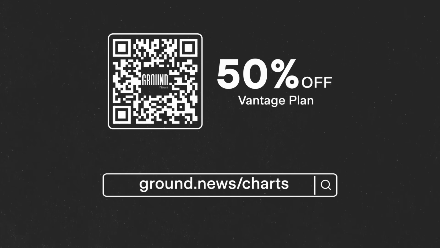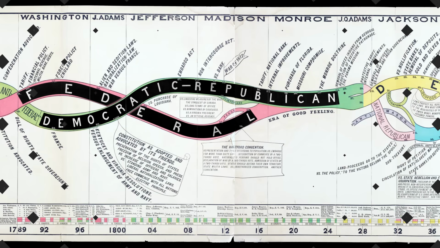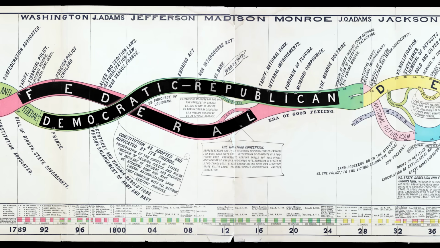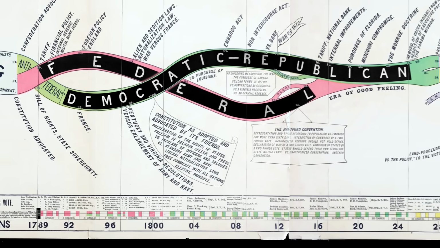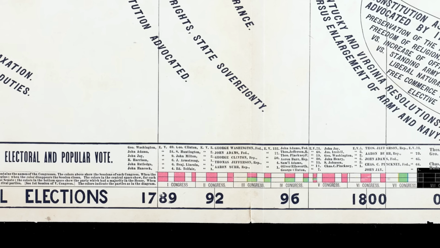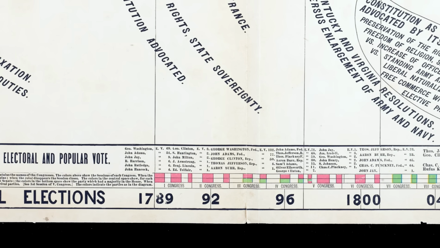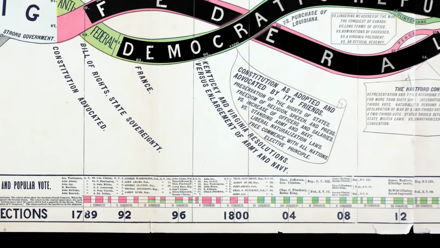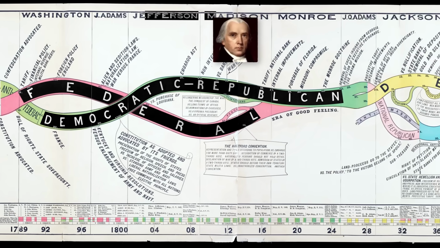All right, back to the timeline of US political parties. Before we move on, I also want to point out this part of the chart down here, where you can see a bunch of little pink and green squares. This shows which party controlled Congress, with the top square representing the Senate and the bottom square representing the House.